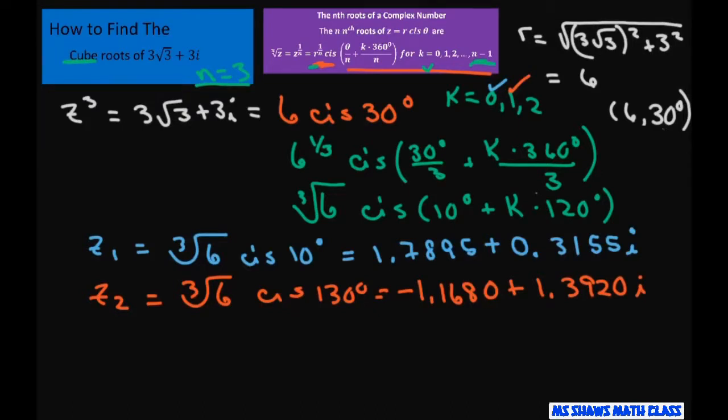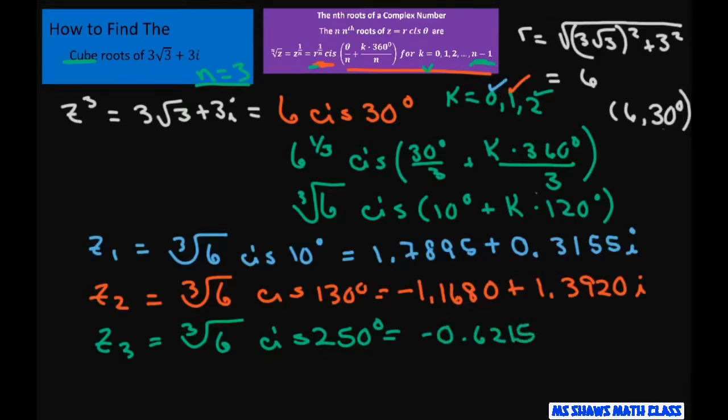And finally, the last one, for k equals 2, we're going to get cube root of 6 cis of 250 degrees. And for cosine, you should get negative 0.6215. And for sine, you'll get 1.7075i. And that's it.